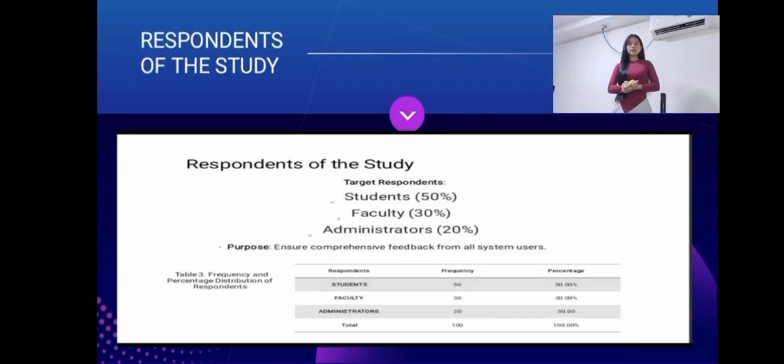Respondents of the study. To gather feedback, we selected 100 respondents: 50 students, 30 faculty, and 20 administrators. This 50-30-20 distribution ensures that all users' perspectives are considered, especially those who interact directly with the system. This diversity of feedback helps validate the usability and practicality of our proposed system.